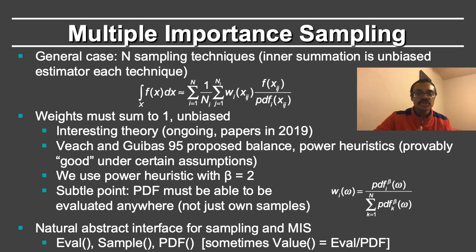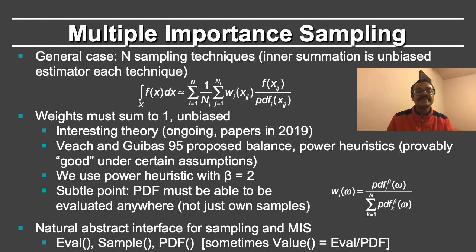And in this way, you ensure that you use the technique that is most preferred and weight them properly. There is a subtle point here that you need to evaluate the probabilities of all of the techniques in the denominator. Therefore, you need to have a way of evaluating the probability at any given sample direction, not only the sample directions that particular technique provides.